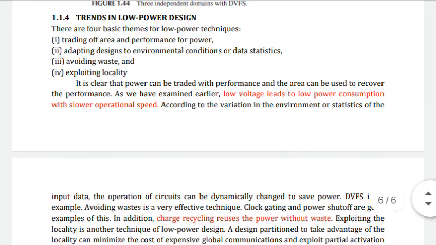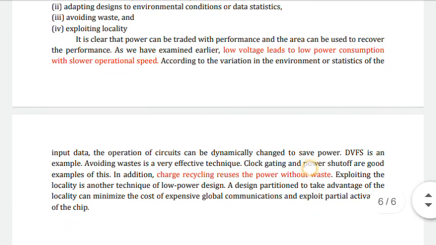Then trends in low power design. There are 4 basic themes for the low power techniques: trading off area and performance for power, adapting design to environment conditions or data statistics, avoiding waste, and exploiting locality. It is clear that power can be traded with performance, and the area can be used to recover the performance. As we have examined earlier, lower voltage leads to lower power consumption with slower operational speed.